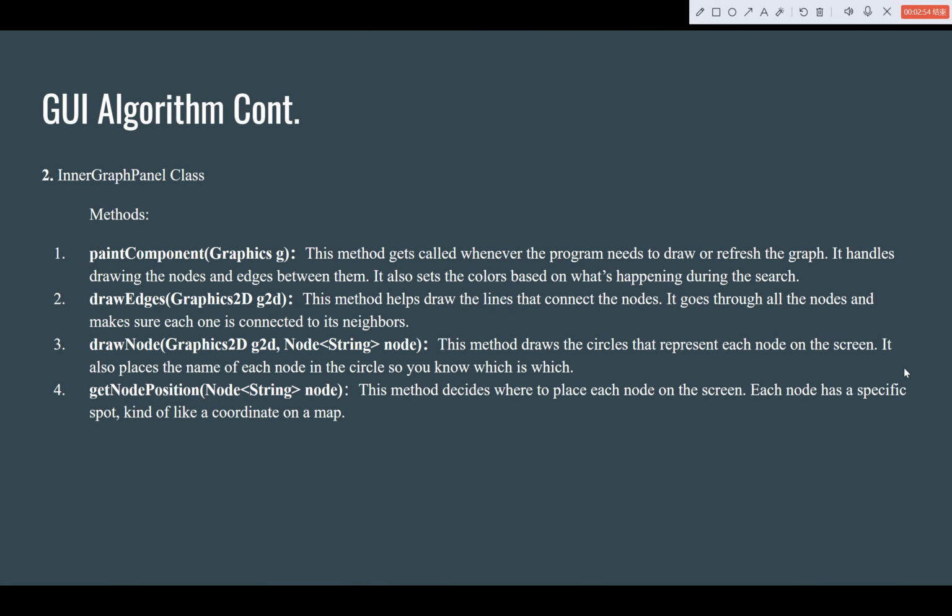And in the inner graph panel, paint component, it also sets the colors based on what's happening during the search. For example, if a node is being checked, it might turn red, and if it's finished, it might turn green. Draw edges. This method helps draw the lines that connect the nodes. Draw node function. It picks a color based on what's happening, like orange if the node is waiting, red if it's being checked, or green if it's found. Get node position. For example, node A might be at the top, while B and C are below it. The position is important because it helps us see how the nodes are connected.